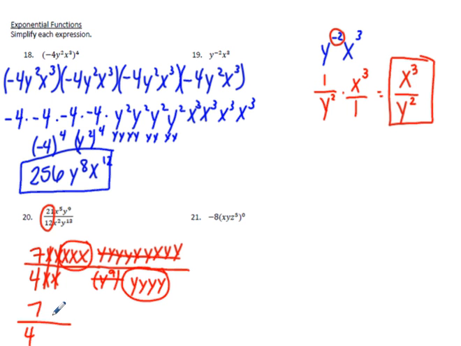So with the 7 on top, you still have x cubed. On the bottom, with the 4, you have y to the 4th. This is our final answer. We can't simplify any further than that. So that's it. Last one, negative 8.